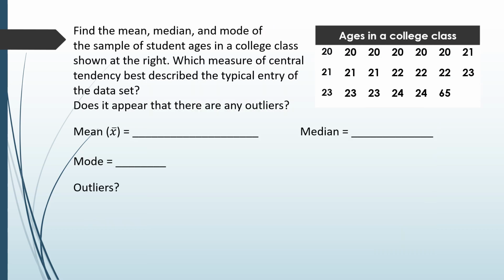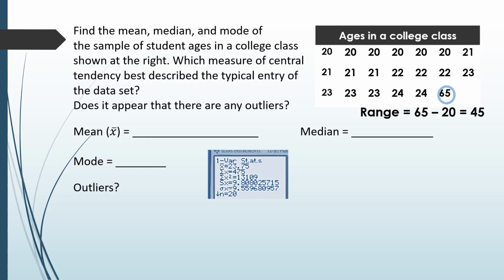Find the mean, median, and mode of the sample of students' ages in a college class shown at the right. Which measure of central tendency best describes the typical entry of the data set? And does it appear to have any outliers? The range, 65 minus 20, that's rather large. That is 45. 65 could possibly be an outlier.